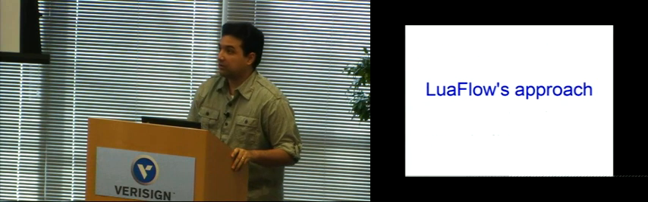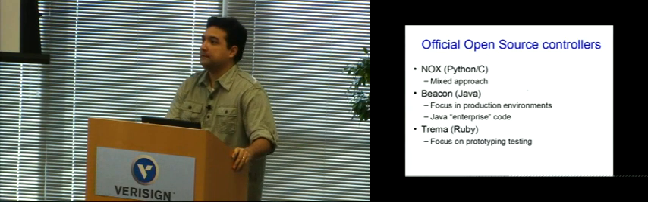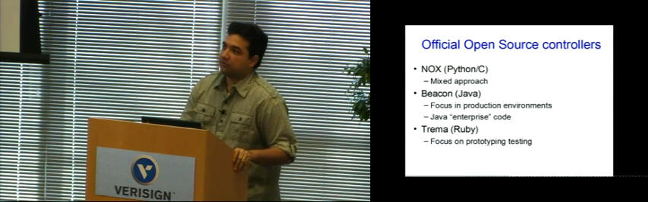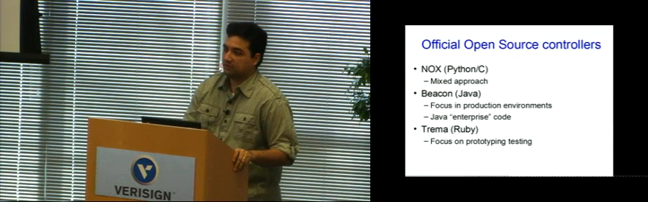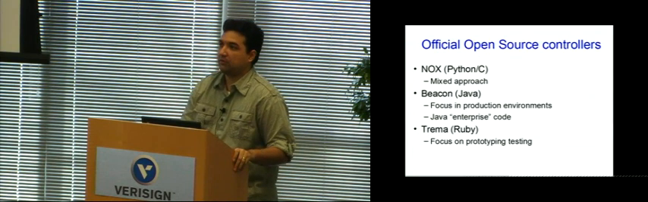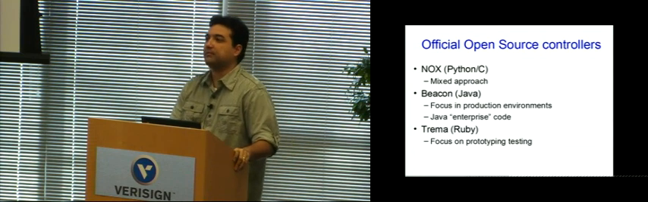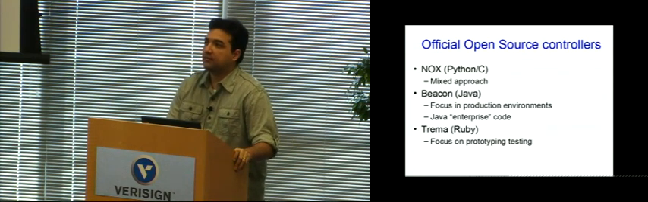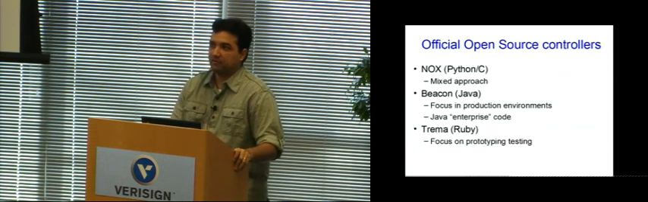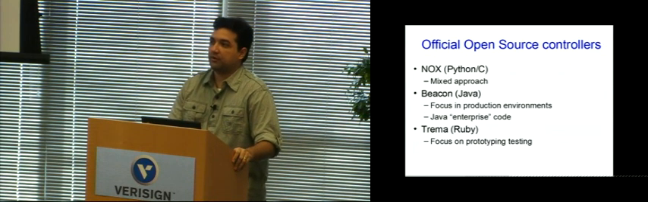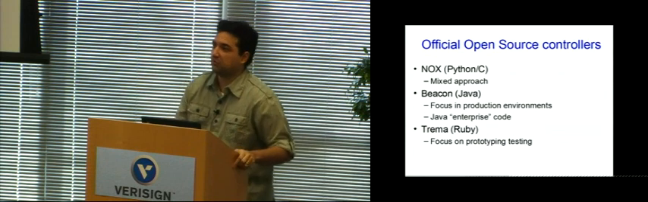So the LuaFlow approach. The official open source controllers are Nox, which is written in Python and C. There's a mixed approach, both for enterprise code and for testing and prototyping. Beacon is Java. It's basically focused on production environments. It's Java enterprise code, enterprise between quotes.